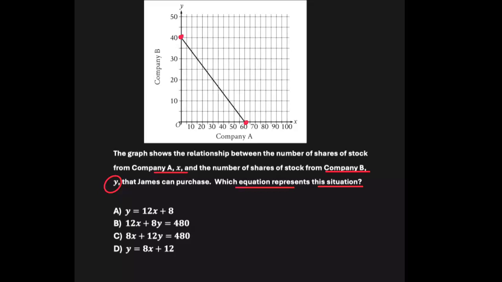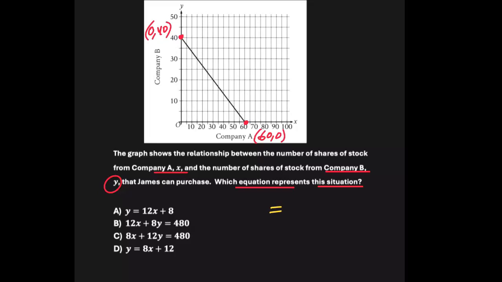So for the y-axis, we have 0 for x and 40 for y. And this point here, we have 60 for x and 0 for y. When we use these 2 points, if the right side and the left side of the equation is equal, then that equation represents the relationship.